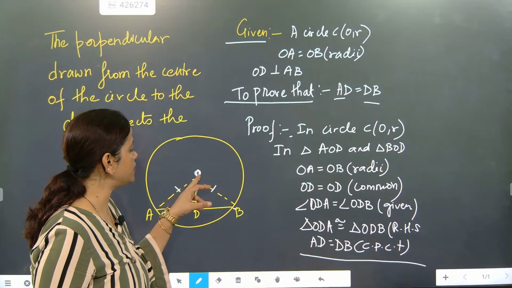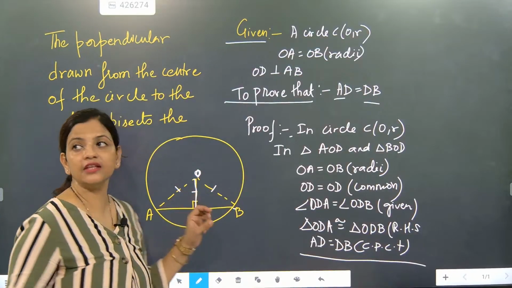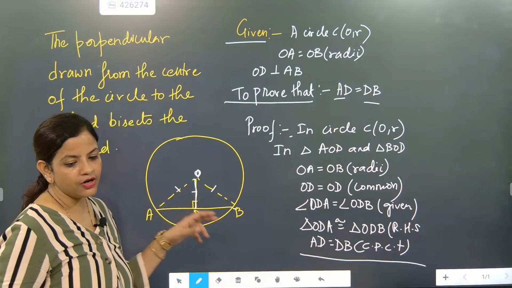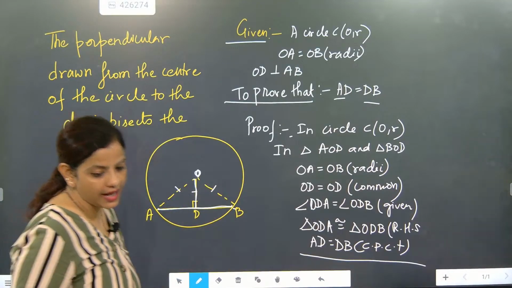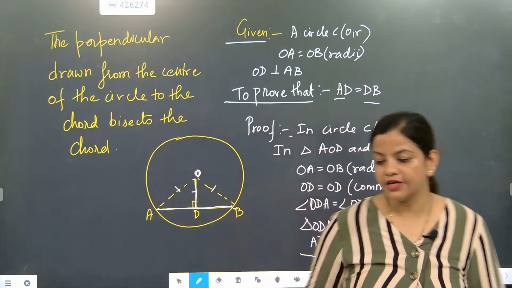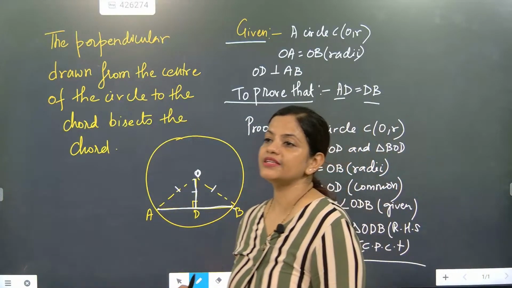From the center of the circle to the chord, any line drawn from the center of the circle to the chord bisects the chord.